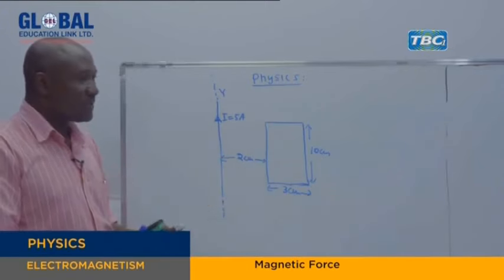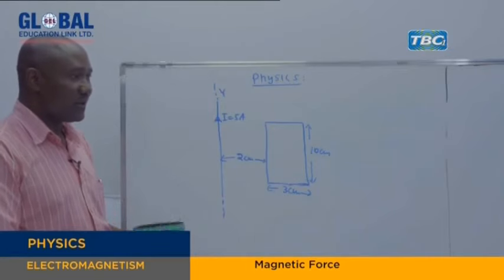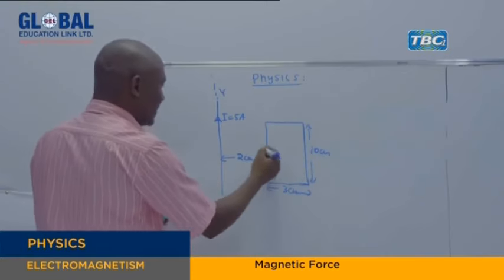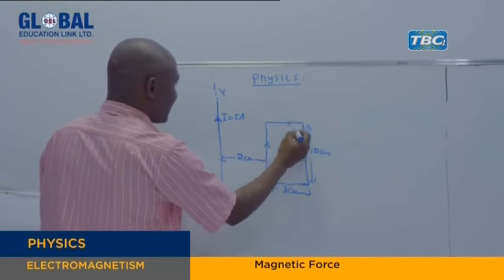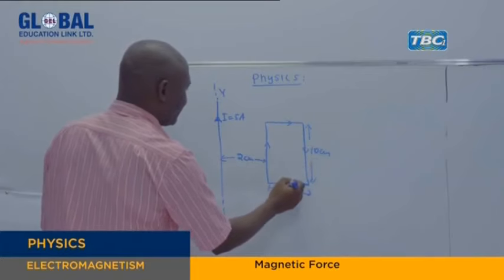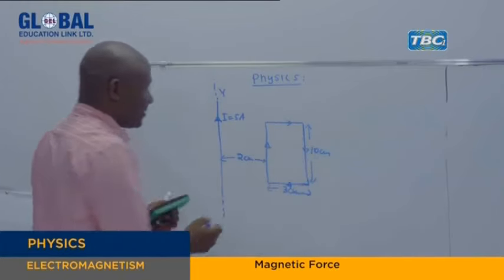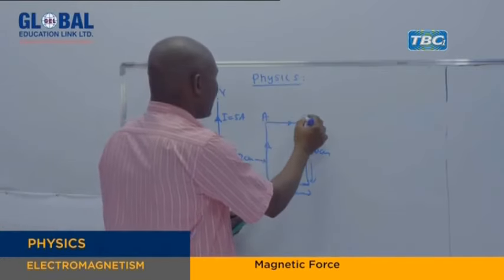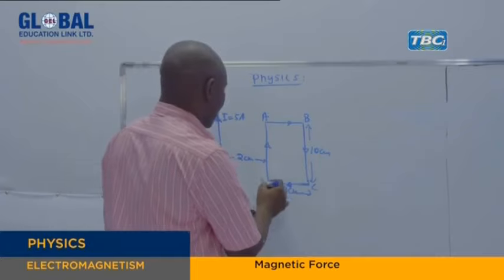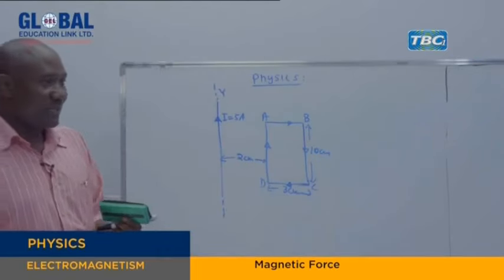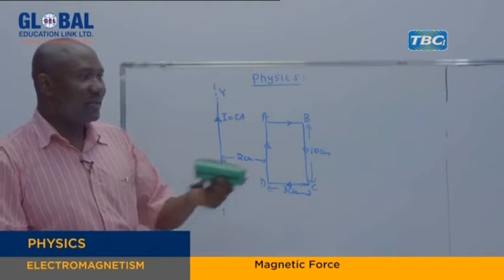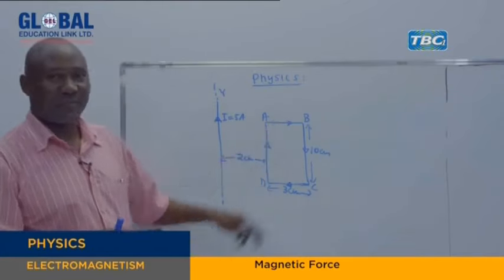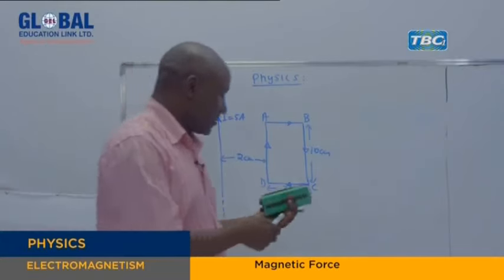But the question says the current in the loop is in the clockwise direction. So it's moving like that. You see? So we are forming a loop A, B, C, D. Now the question is asking to find the magnitude and direction of the net force acting on this loop. The magnitude. So where do we start?